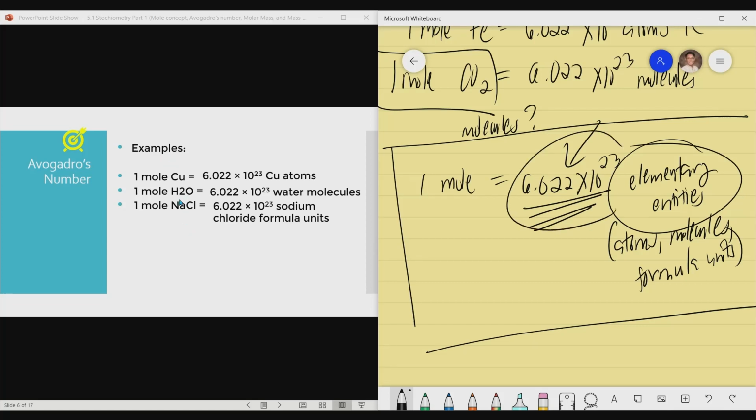Just like these examples. Say for example, again, you would be asked, how many atoms are there in 1 mole of copper? Your answer will be 6.022 times 10 raised to 23. If you're asked how many water molecules are there in 1 mole of H2O, your answer will be 6.022 times 10 raised to 23. This is just a particular relationship that is being imposed by the mole concept with Avogadro's number. Okay? I hope that is clear.